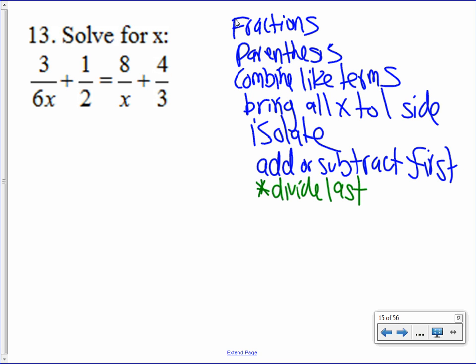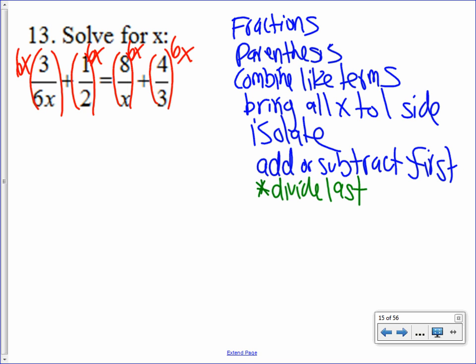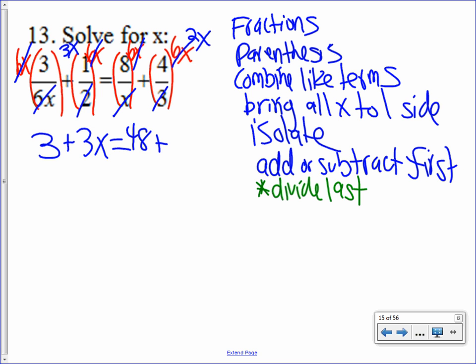So there are fractions. To get rid of fractions, I multiply by the LCD, which is 6x, because 6x is the smallest term that all my denominators go into. The reason I do that is to get my denominators to cancel. 6x over 6x cancels, that's 3. Plus 6x over 2 is 3x. 3x times 1 is 3x. x and x cancel. 8 times 6 is 48. 6x over 3 is 2x. 4 times 2x is 8x. I got rid of my fractions.